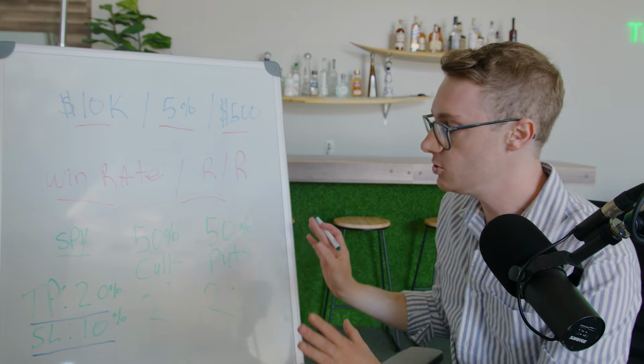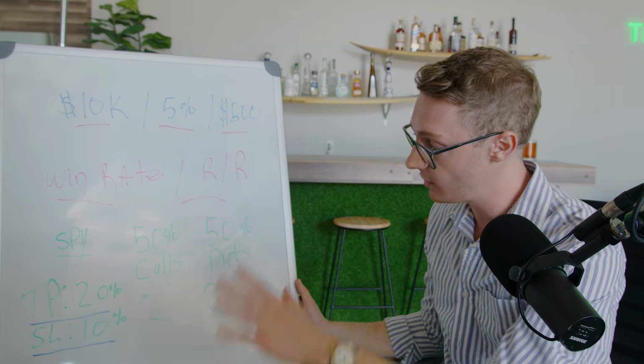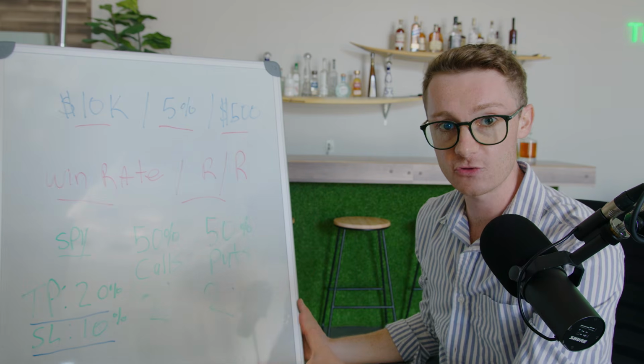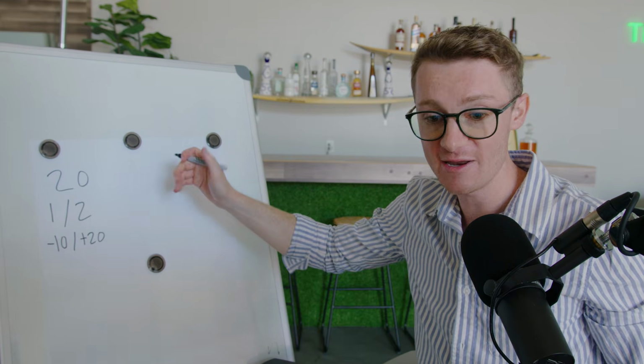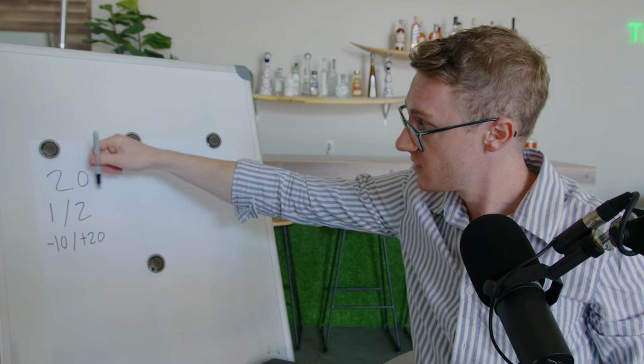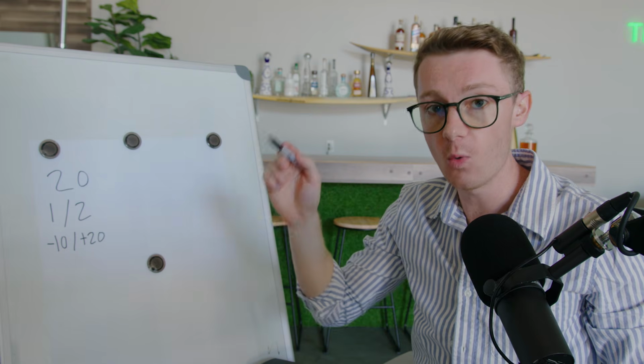So let's say you trade the first week. You follow this outline and you take your first 20 trades. All right, I've reverted to paper on the whiteboard because the markers died, but you take 20 trades. Now, we're trading a 1 to 2R.